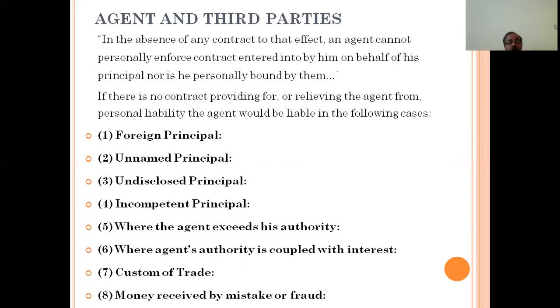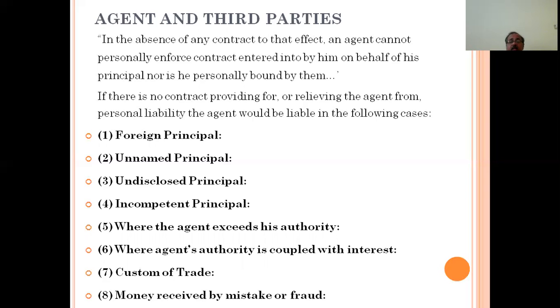First one is foreign principal. Suppose an agent is functioning on behalf of a foreign principal. That means the principal appointed by him is situated in a foreign country. The second one is unnamed principal. Suppose an agent is functioning for an unnamed, undisclosed principal. The name of the principal is not disclosed, or the particulars of the principal are not disclosed. In that case, the agent is responsible.